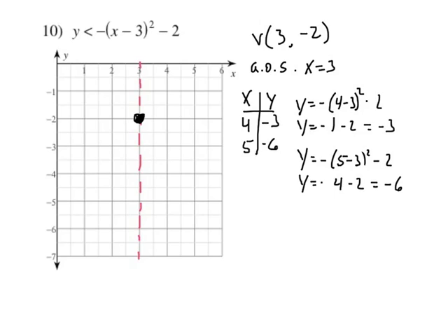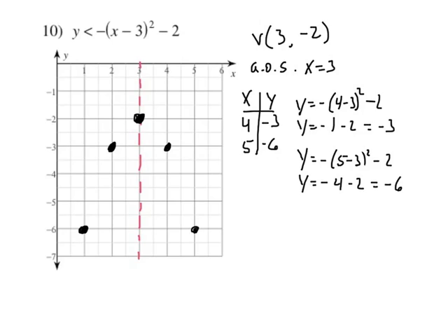All right. Plotting those points, I mean. We're at 4, negative 3 brings us here. We're at 5, negative 6 brings us here. And we need to mirror those to the other side of our axis of symmetry. So that first point gets mirrored over to there at 2, negative 3. Our second point gets mirrored here to 1, negative 6.